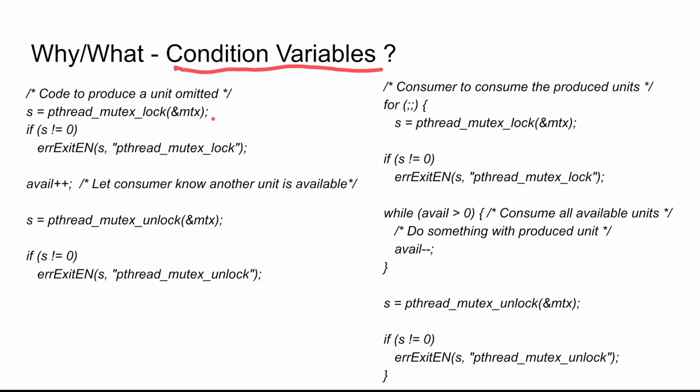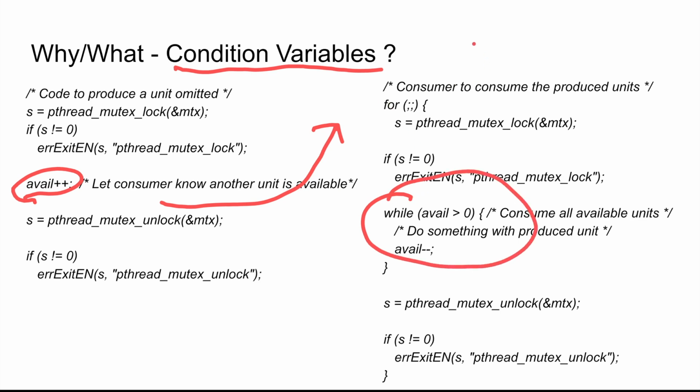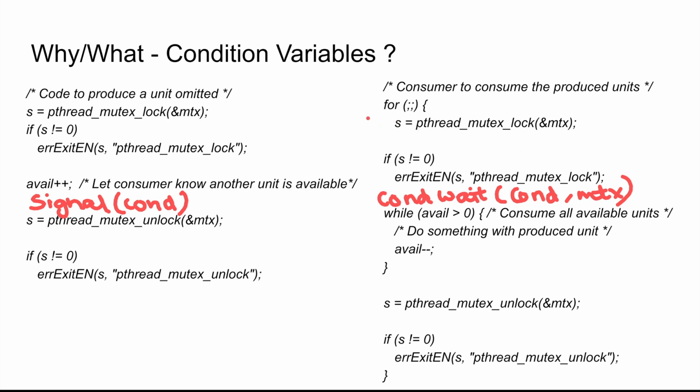come in handy. With condition variables, we have a notion of signal once the unit has been produced. Once the unit is produced, the consumer is signaled and then it can consume the unit instead of doing an infinite spin checking the avail integer variable again and again. This saves a lot of CPU cycles which are unnecessarily wasted while looping inside this for loop and checking for the available unit.